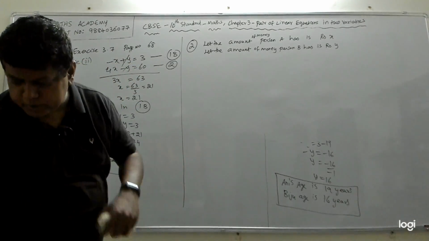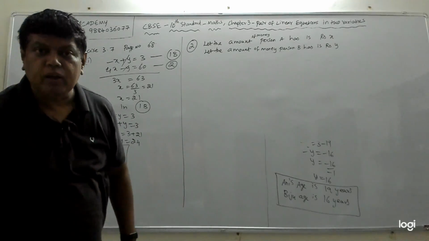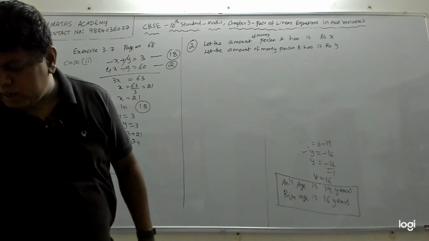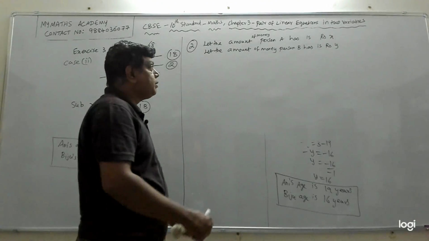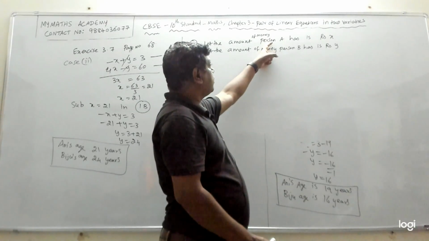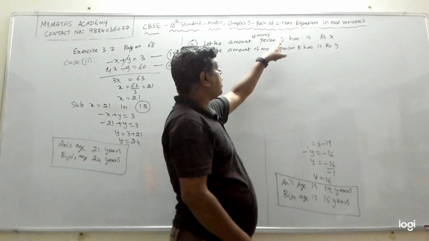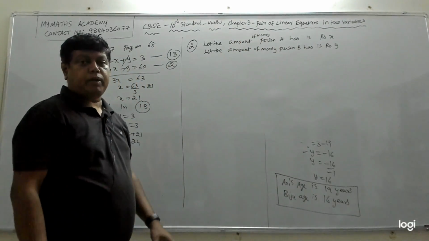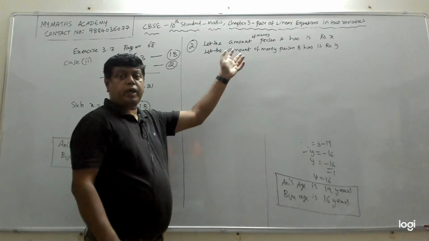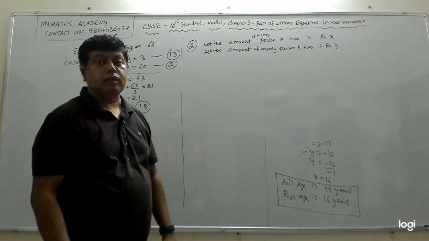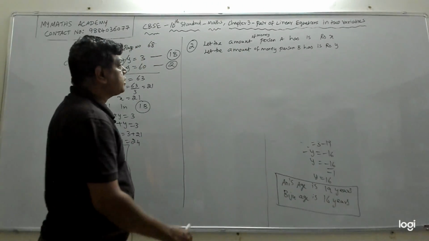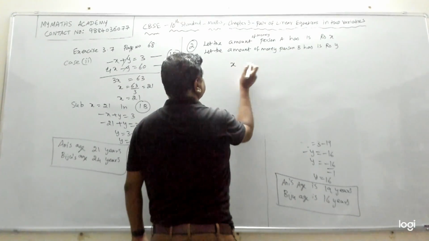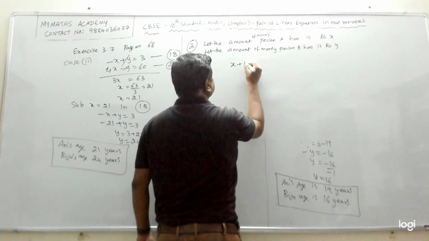So the first person says, give me 100, friend, and I shall become twice as rich as you. Which means A says to B that if B gives 100 rupees to A, the money A has will be 2 times as much as what B has. So if A gets 100 rupees from B, A's money will become X plus 100.